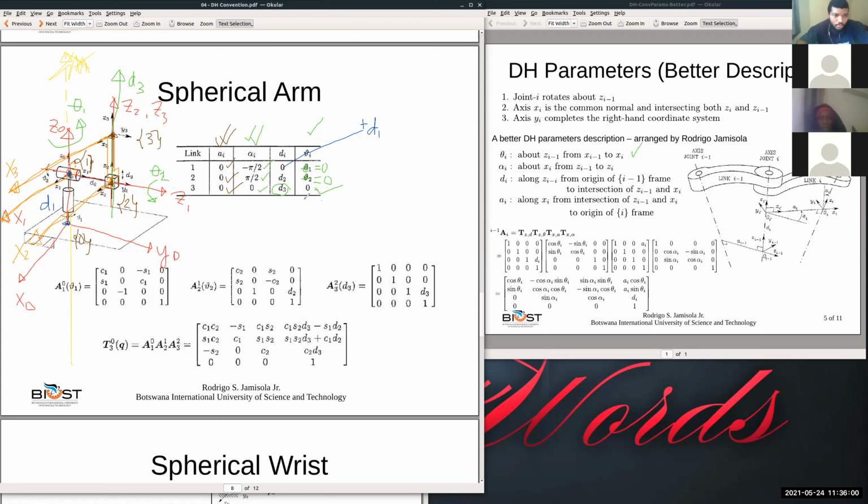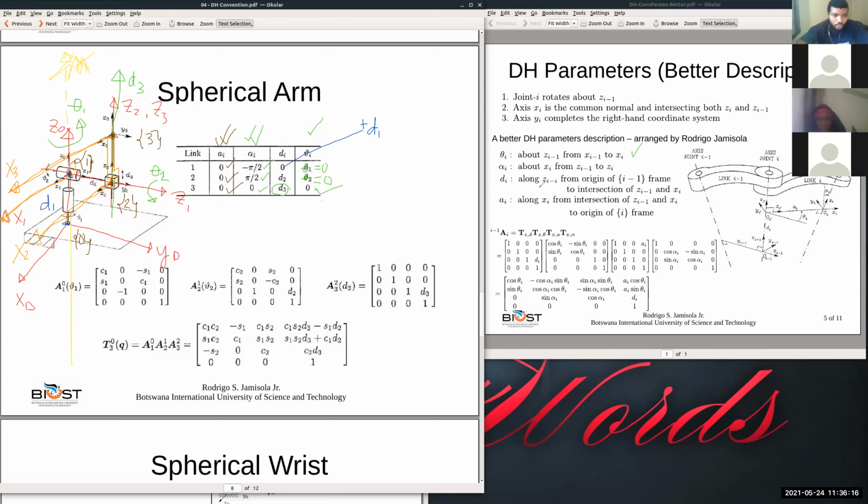Along Z0 from the origin of frame 0, to the intersection of Z0 and X1. This is the intersection of Z0 and X1, from here to there along there. So that's D1 positive. Next, D2.